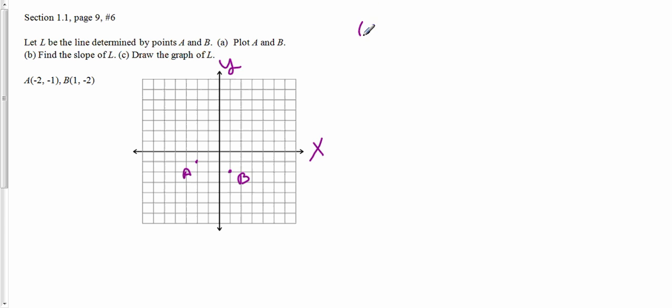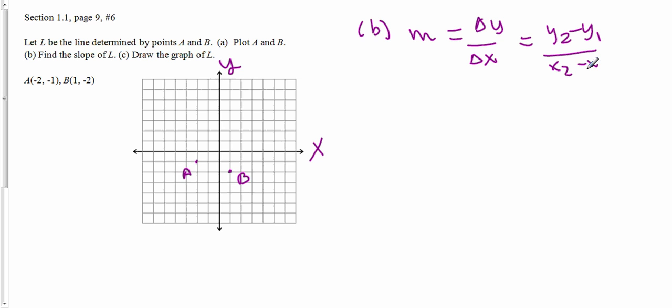And now for part B, we need to find the slope. So you should have read in the book, if you didn't remember, that the formula for slope is the change in y over the change in x, which is y2 minus y1 divided by x2 minus x1. Just to make things easier, we're going to let point A be point 1, and point B be point 2. And now we can just substitute in the values.